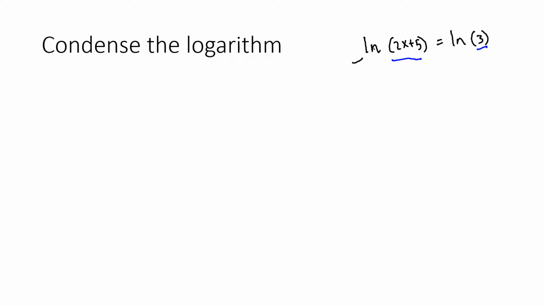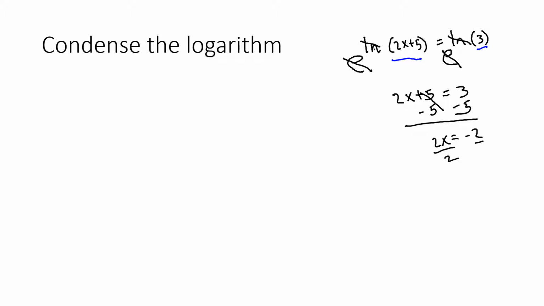It's e. So if we exponentiate both sides with a base of e, then this e and that natural log, they're going to eliminate each other. And we're just going to be left with 2x plus 5. Same thing over here. This e and this natural log eliminate, and we're just left with 3. So if we solve this equation, minus 5, minus 5, 2x is equal to negative 2, divide by 2, divide by 2, then x equals negative 1.